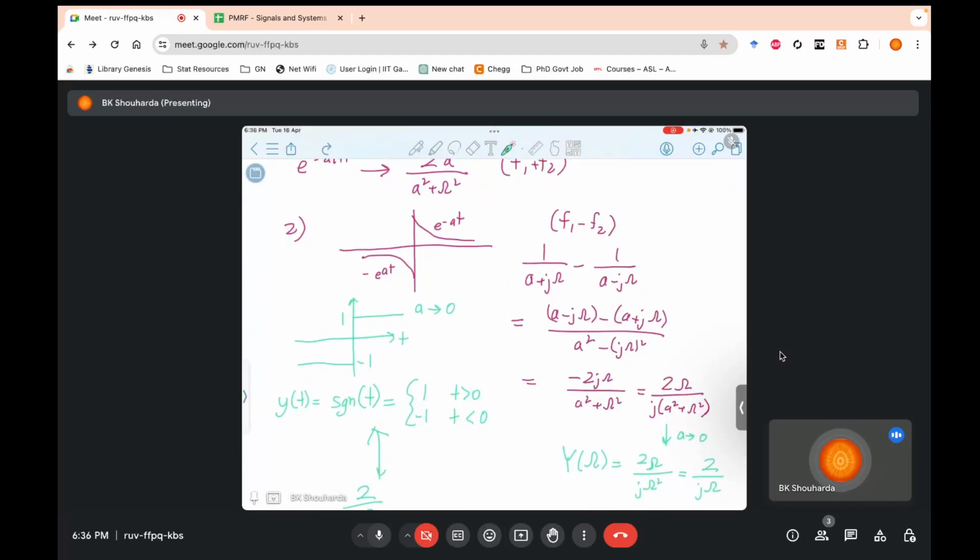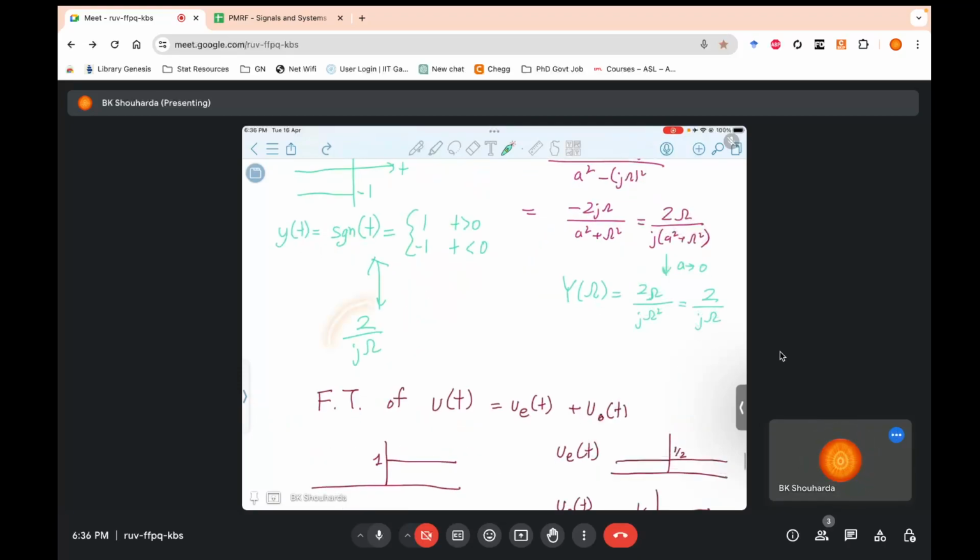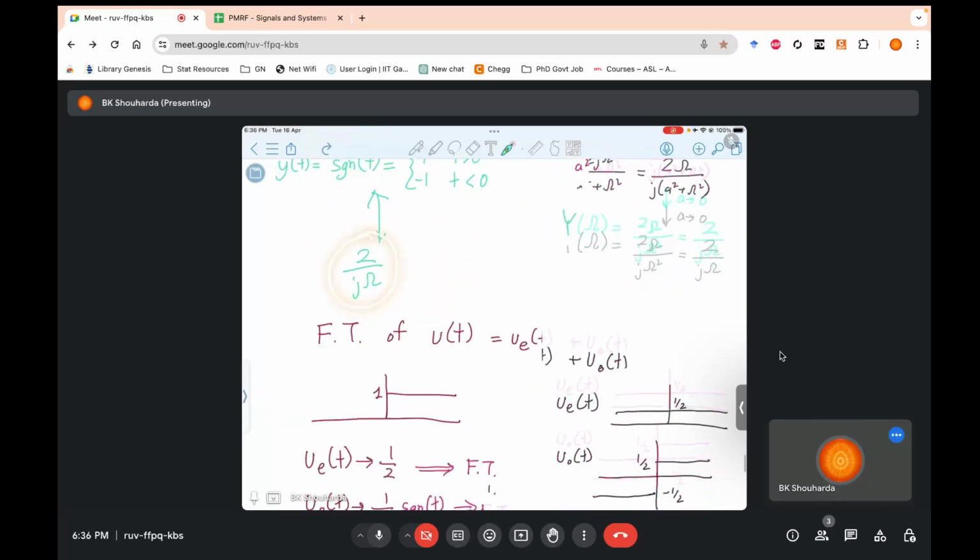And then you have another important signal, which is the signum or the sign function. The sign function is 1 when time is greater than 0, and minus 1 when time is less than 0. So its response is 2 upon j omega.